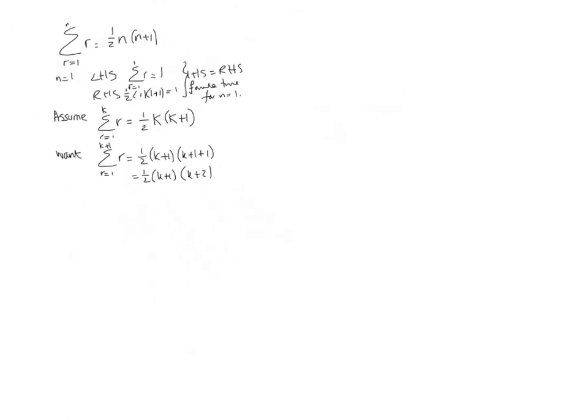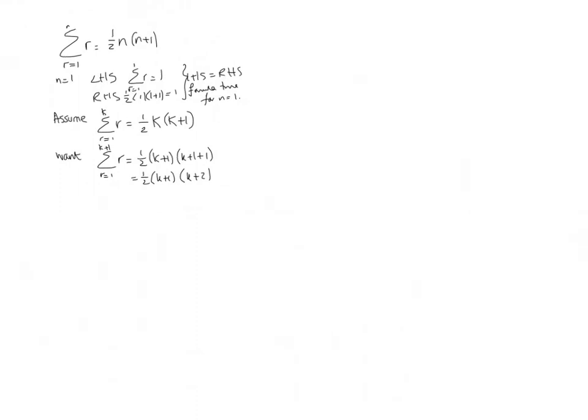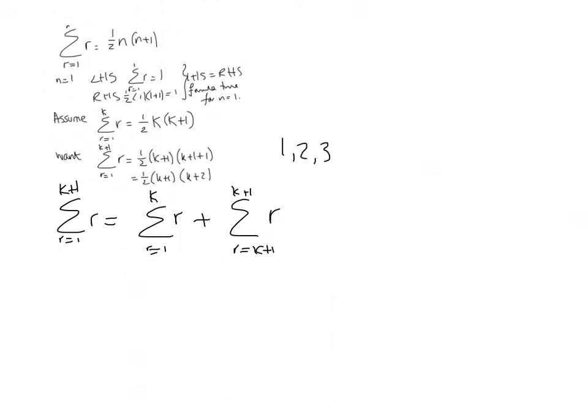Okay, let's do our inductive step. So we start with the thing that we want. We want to investigate the sum from r is 1 to k + 1 of r. We go from 1 to k, and then we just stay at k + 1. So that's breaking that up, 1, 2, 3, up to k, and then k + 1. It's breaking it up into 1 to k, and then k + 1.